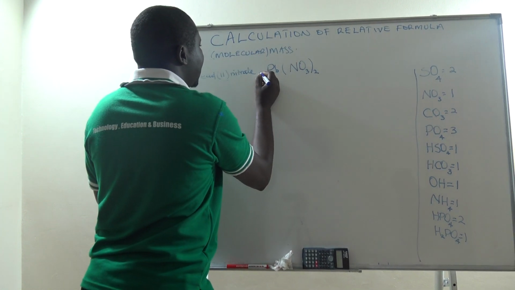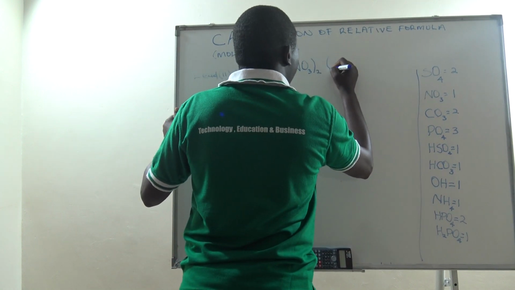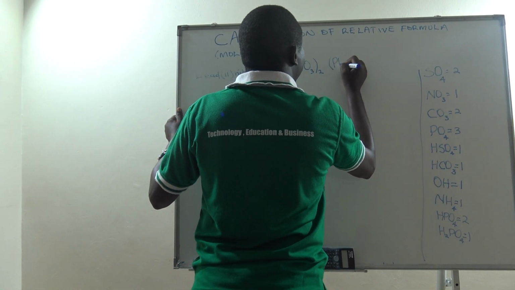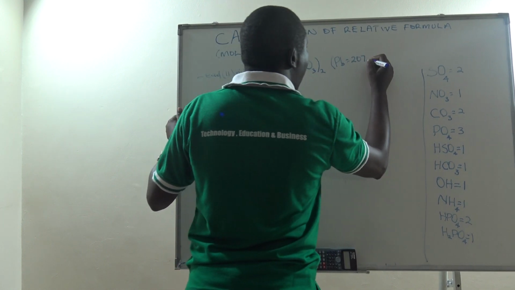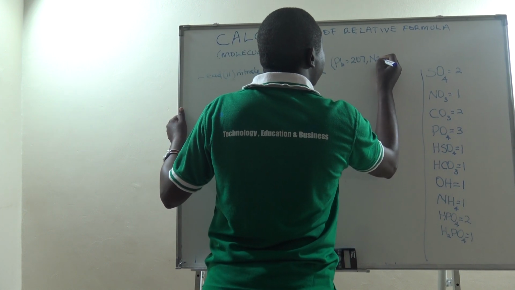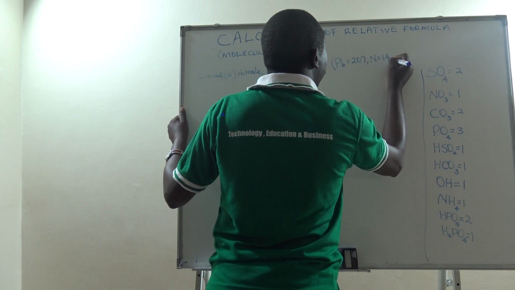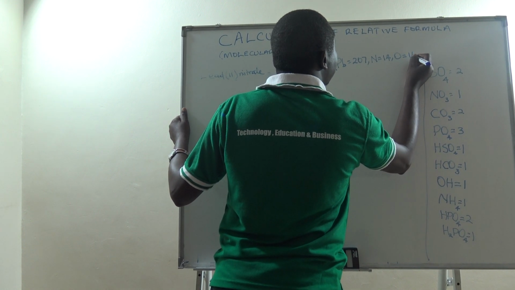Now let us get the relative formula mass of lead 2 nitrate. Lead has a relative atomic mass of 207. Nitrogen is also an element in lead 2 nitrate, and its relative atomic mass is 14. Oxygen has a relative atomic mass of 16.